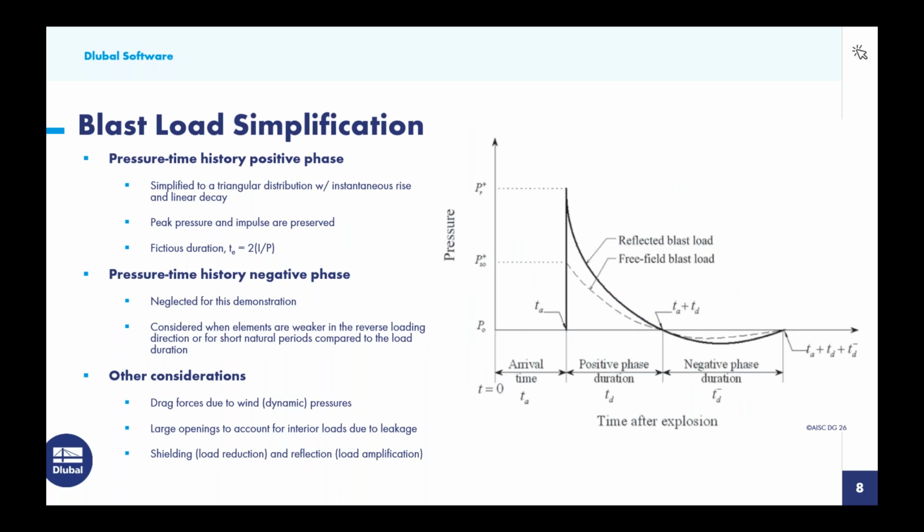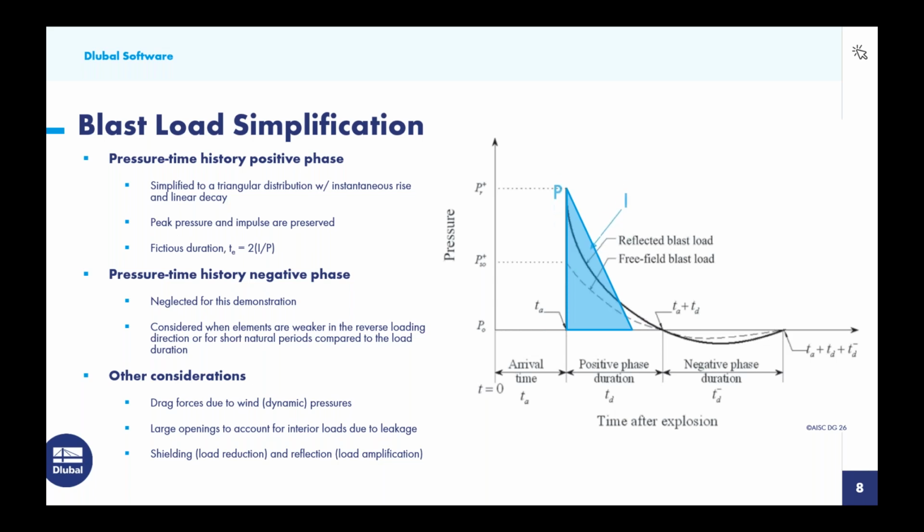So moving on to the blast load simplification. Again, we're primarily referring here to AISC Design Guide 26. Let's first start off with the pressure time history positive phase. Well, what we're going to do here is to simplify it to a triangular distribution, but we still want to maintain that instantaneous rise as well as a linear decay now. So quite a simple application when we compare it to the more theoretical approach shown in the background here.